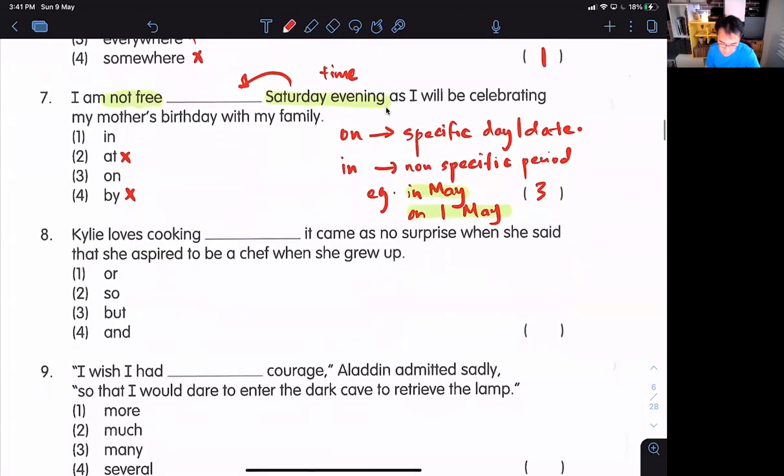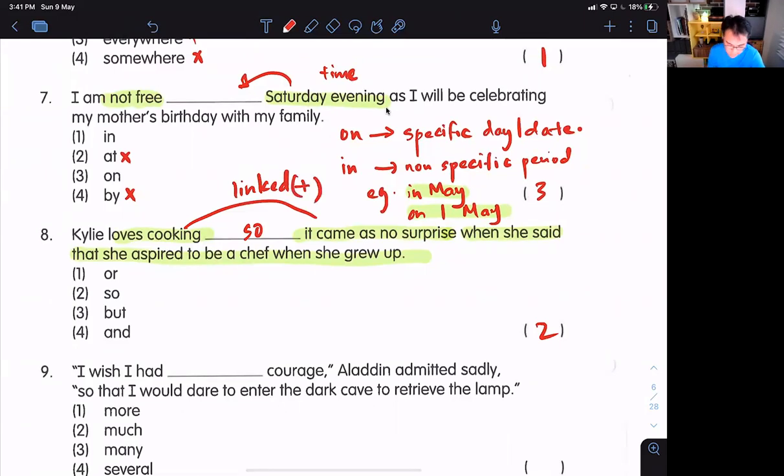So question number 8, Kylie loves cooking, right? Therefore, it came as no surprise when she said that she aspired to be a chef when she grew up. So loves cooking came as no surprise. So one thing leads to another, right? So it came as no surprise because the two are linked and they are related in a positive manner, right? So because Kylie loves cooking, therefore she aspires to become a chef, right?